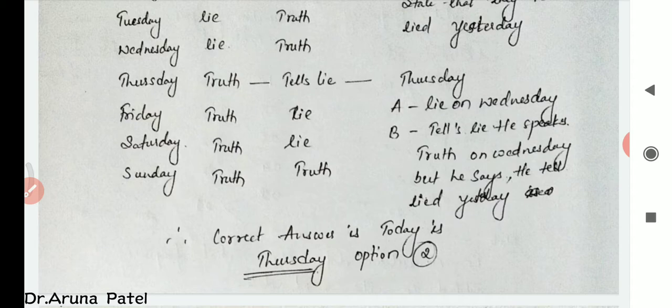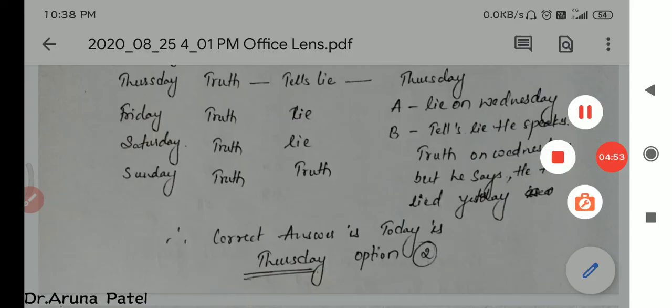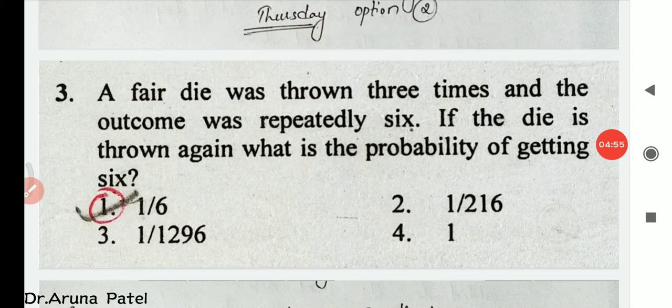So from the options, we have to select and check it from the table. So the correct answer is Thursday, which is option number 2. Now this is question number 3.